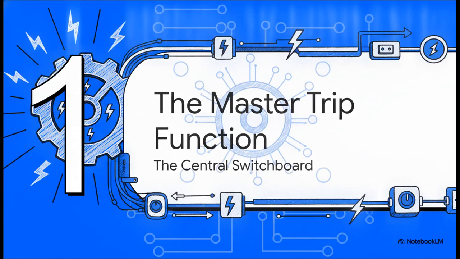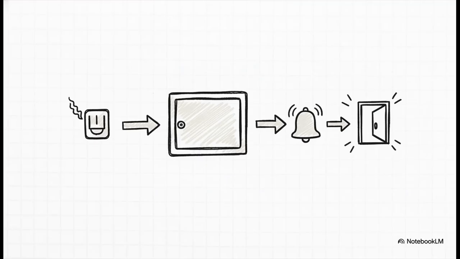Section 1, the master trip function, also known as the central switchboard. You can think of master trip logic exactly like a building's fire alarm control panel. No matter which smoke detector triggers first, the panel's job is to sound every single alarm and unlock every exit door at the exact same time. If the panel itself is slow, or if it only unlocks half the doors, having the fastest, most sensitive smoke detector in the world doesn't help anyone, right? The central brain must be flawlessly coordinated.